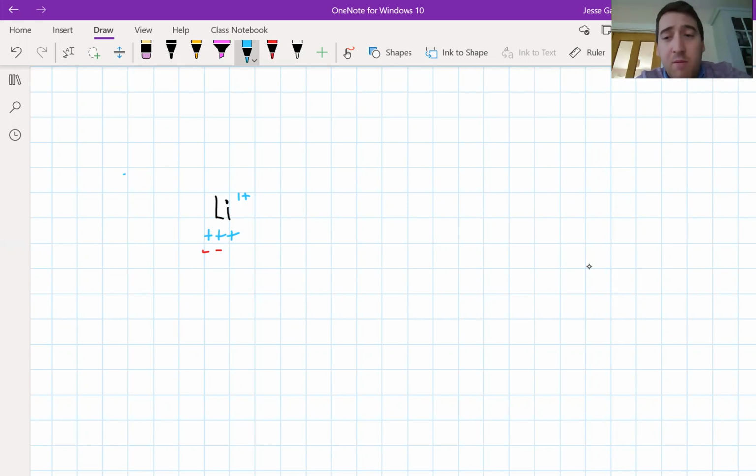That doesn't mean it gained a proton. It's still lithium. What it means is it lost one of its electrons, one of its minus charges. This here is what we call a charged atom. This is an atom with a charge. In chemistry, we have a word for these things. We call them ions. So what is an ion? An ion is an atom with a charge.